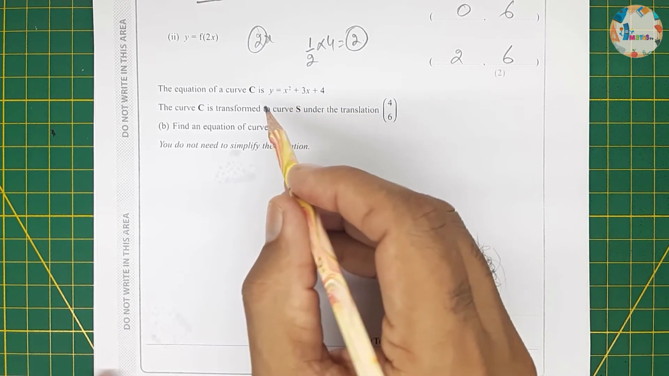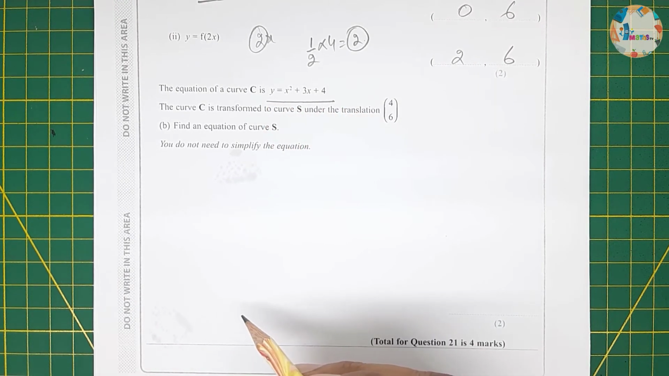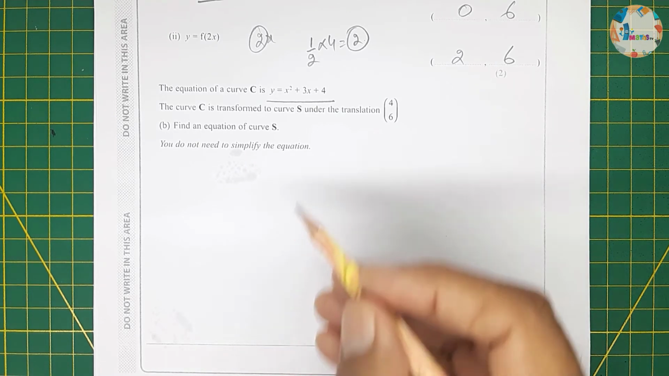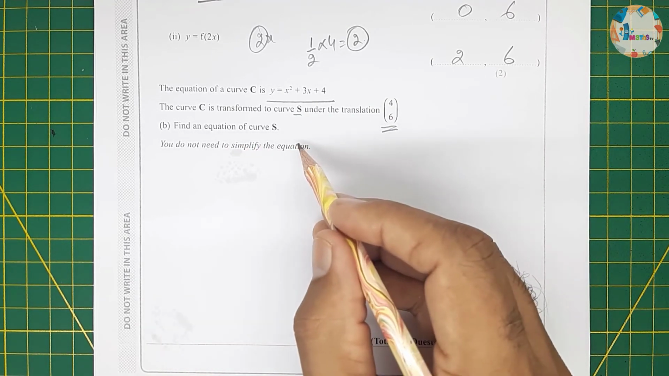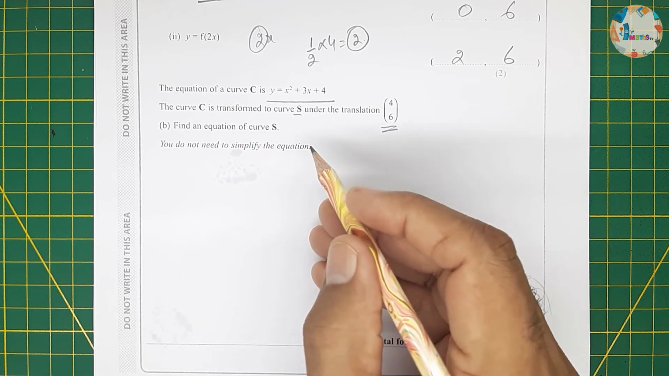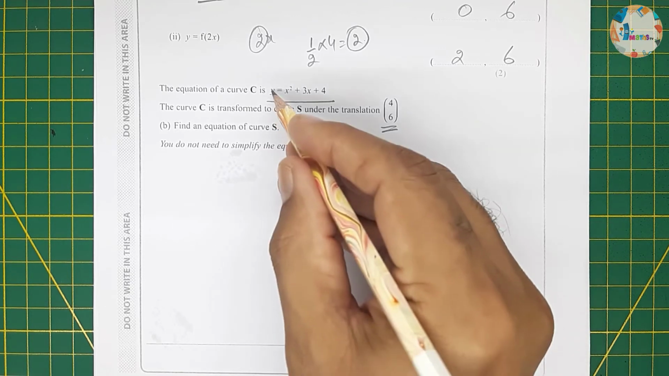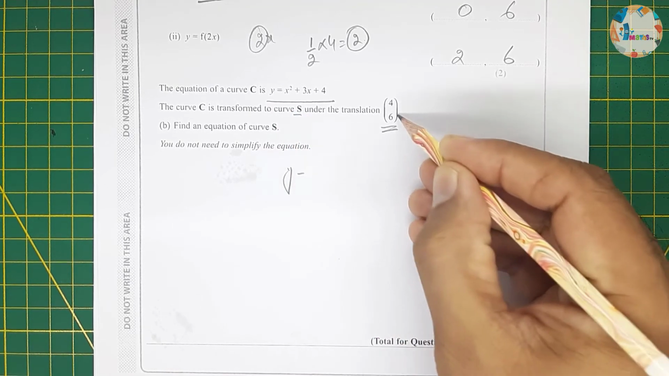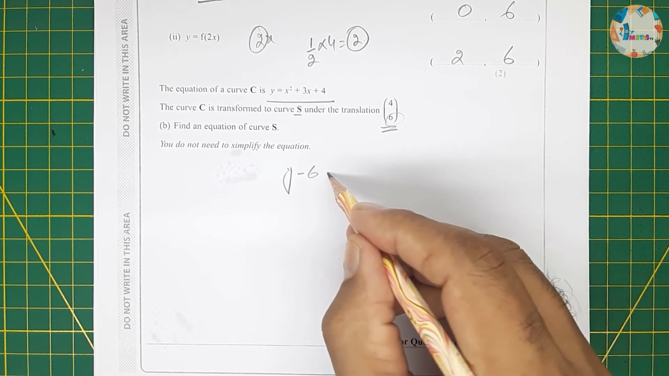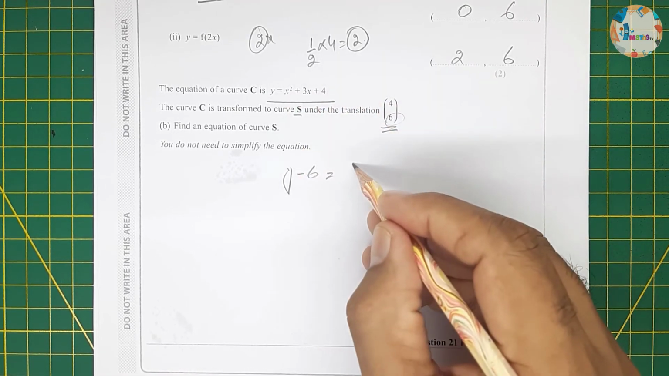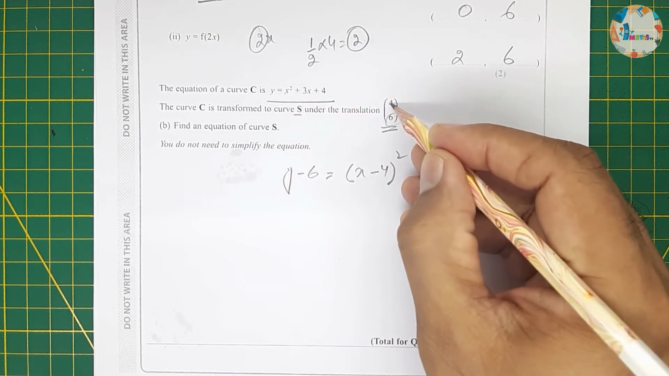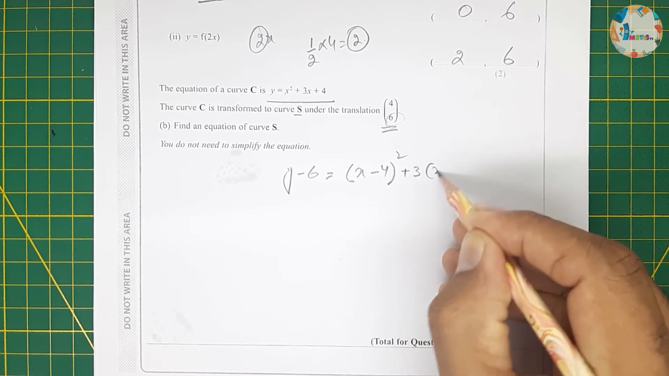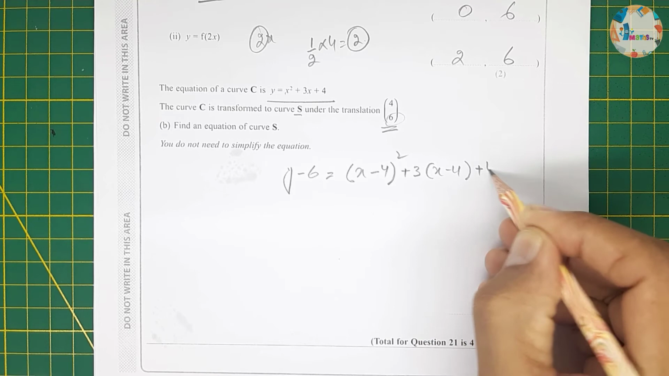Now for the B part, the equation of the curve is given. The curve C is transformed to the curve S under this transformation. Find the equation of the curve S. What we can do is write y minus this y portion, which is 6, is equal to x minus 4 squared, we are replacing x by x minus 4, plus 3 into x minus 4 plus 4.